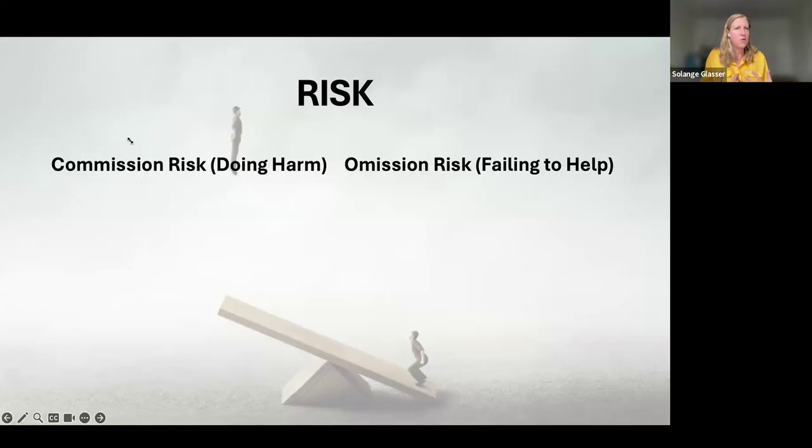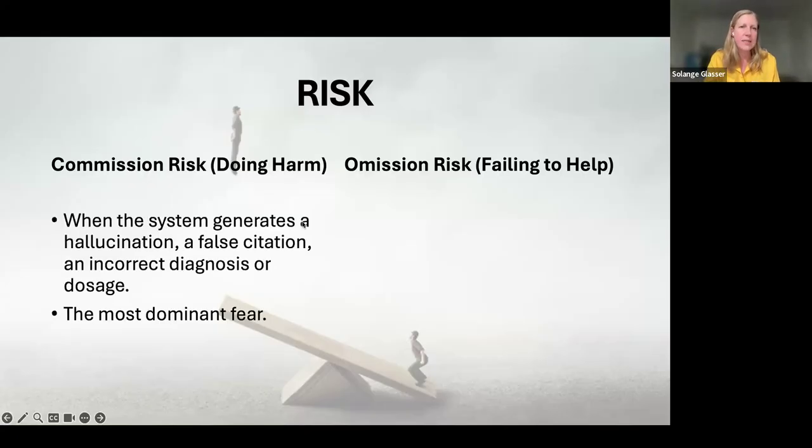Commission risk is the risk of doing harm, and omission risk is the risk of failing to help. So when we think about commission risk, it's when the system generates a hallucination, a false citation, or, from a medical perspective, an incorrect diagnosis or dosage of a medication. And this is often the most common fear.